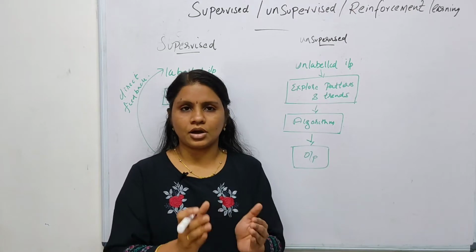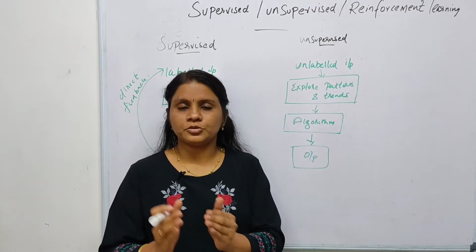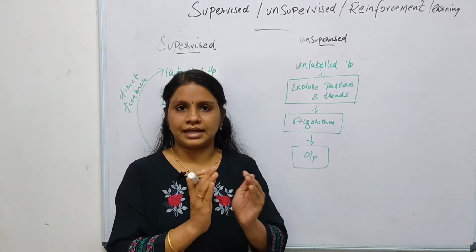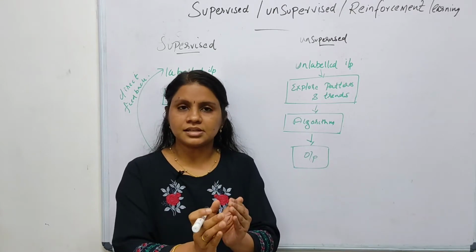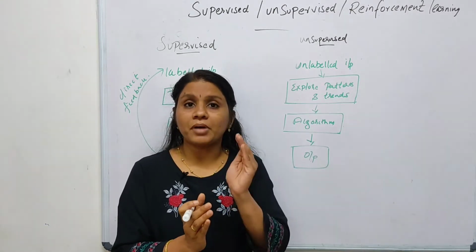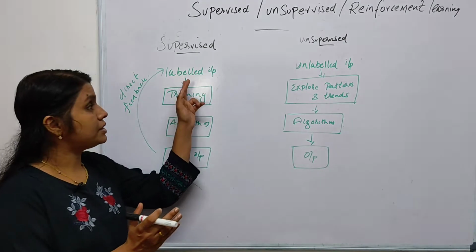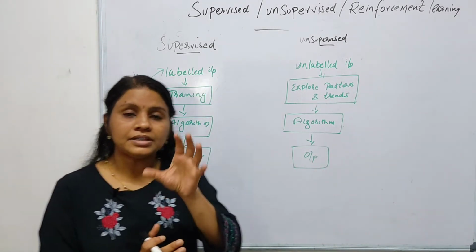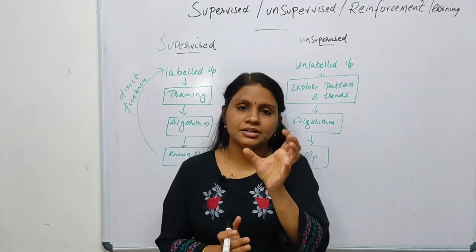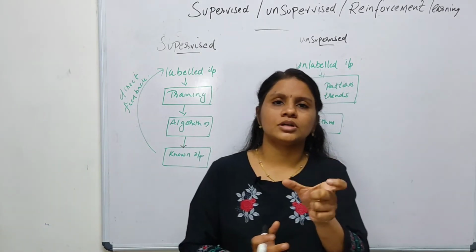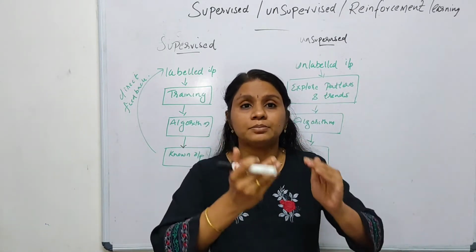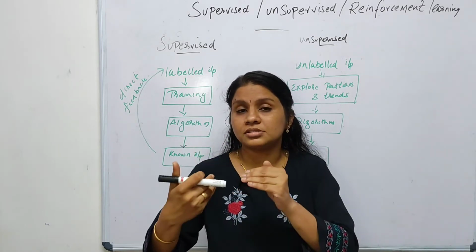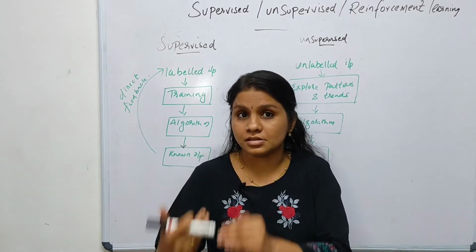So the output is known, and there is a labeled data set. In supervised learning we are teaching the machine by using labeled input. Labeled data set means what? A data set whose input and output to the problem is known.